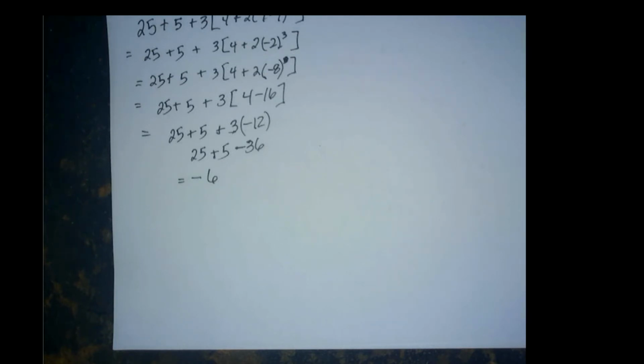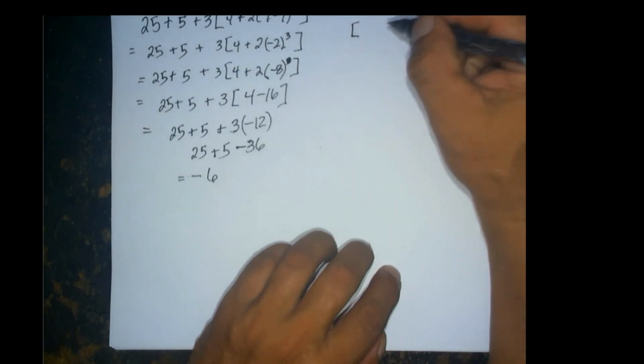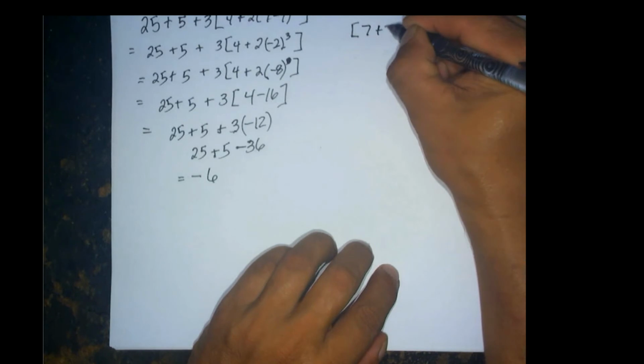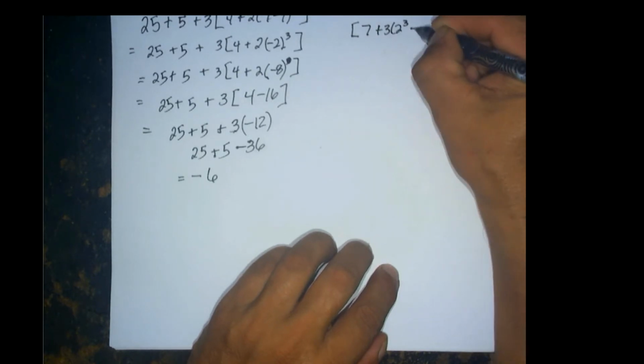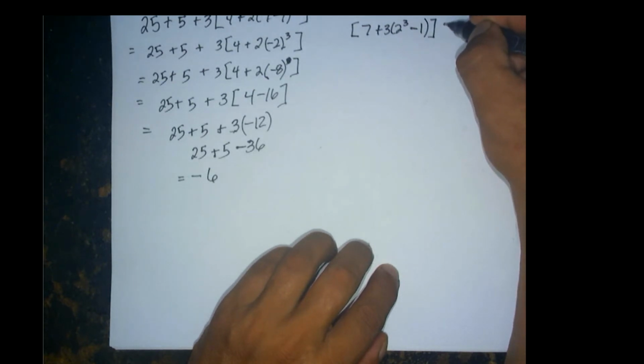All right. I don't know how to zoom on this. It's a PDF and I don't know how to zoom. Oh, there we go. That's much better. Okay. My old body going blind here. 7 plus 3 times 2 cubed minus 1 divided by 21.